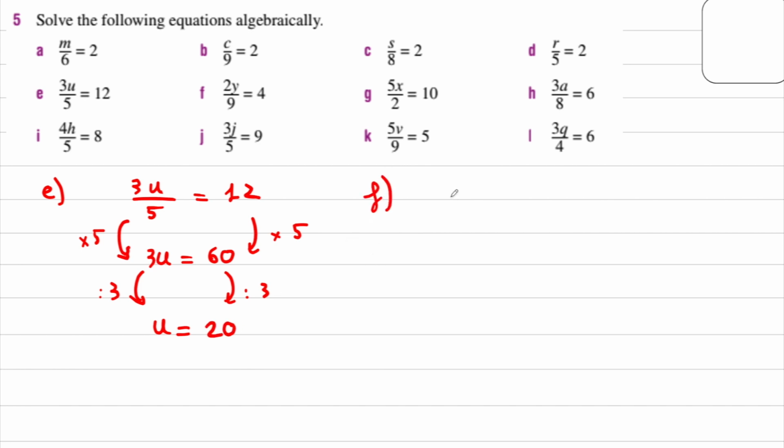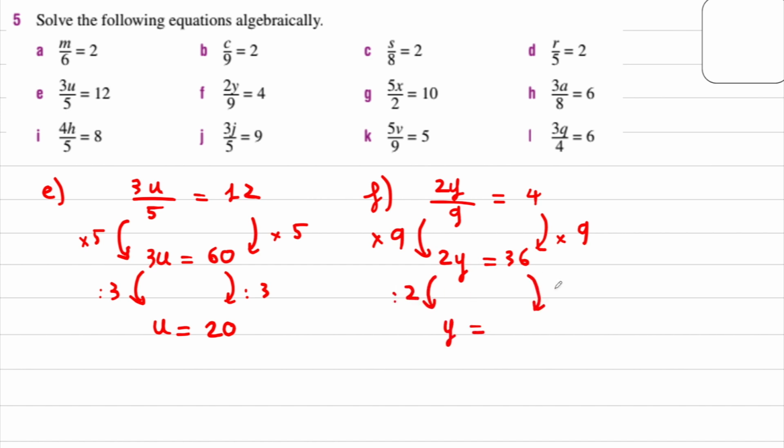And about question F, 2y over 9 equals 4. Multiply this with 9 and multiply with this 9. 2y equals 36. After here, we have divide by 2. You got y. The right also be divide by 2. You got 18 will be my final answer. That is question F. The next question is question G.